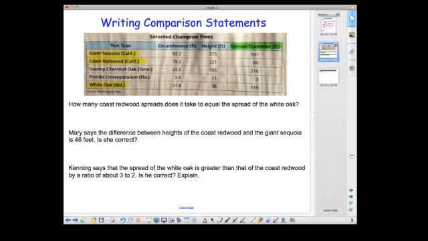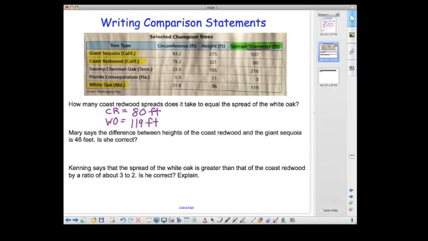So the coast redwood has a spread which is equal to 80 feet. And that's a measurement of diameter, right, if we refer to that. And our white oak spread is equal to a diameter of 119 feet. Okay. So it says, how many coast redwood spreads does it take to equal the spread of the white oak?